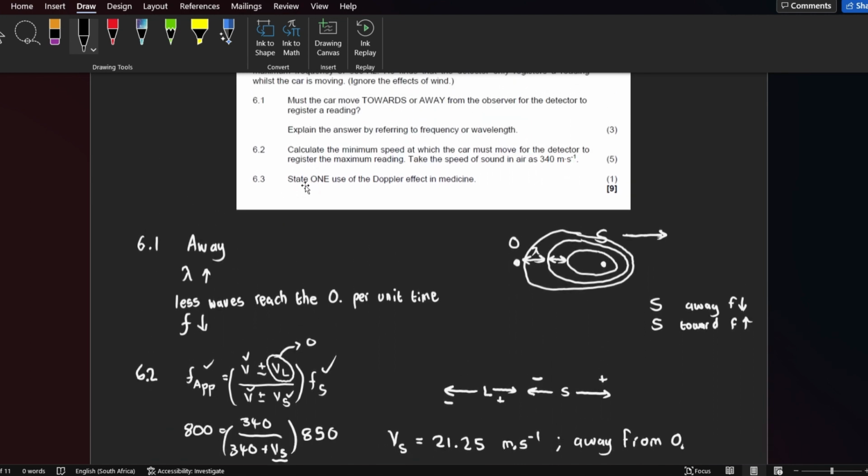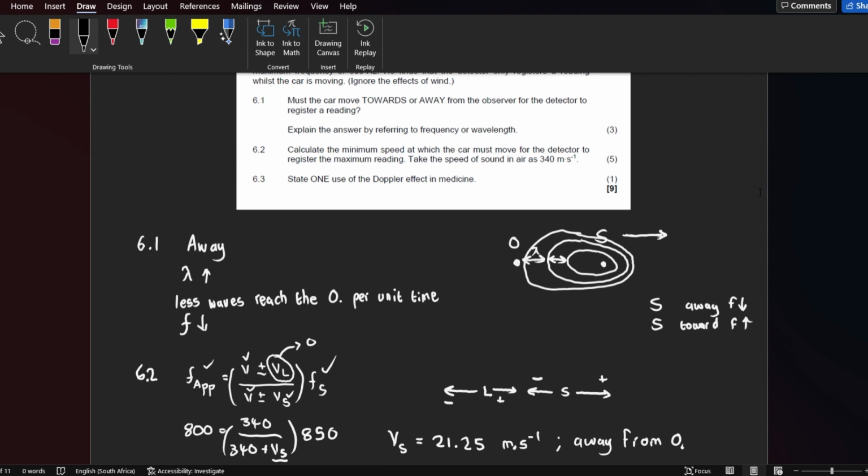Lastly, 6.3 asks us, state one use of the Doppler effect in medicine. So this is a theoretical question. You simply memorize the uses from your textbook or from the list that your teacher gives you. So there's two primary uses of the Doppler effect in medicine. The one would be to measure and monitor the blood flow, meaning the flow of blood in your arteries or veins. That uses the principle of the Doppler effect, and it's used in a device called the Doppler flow meter. So the first use is monitoring blood flow. The second use would be to measure the heartbeat of a fetus. Those are the two primary uses of the Doppler effect.